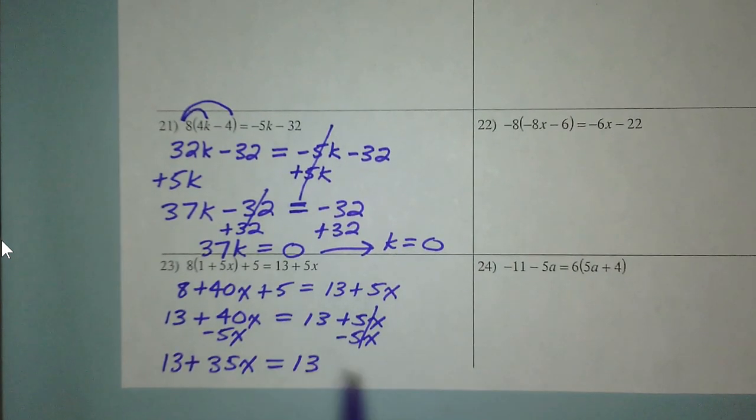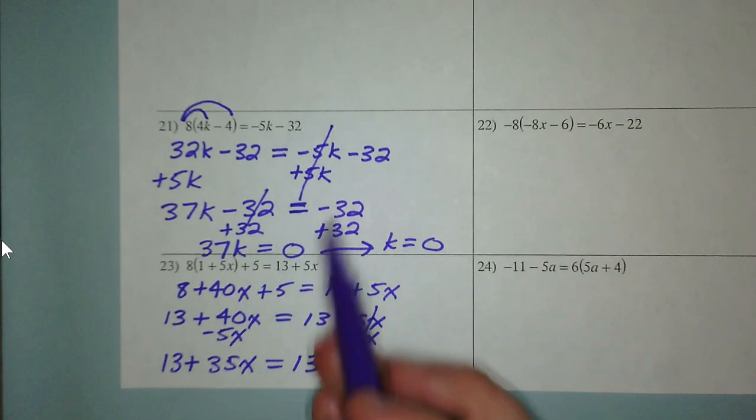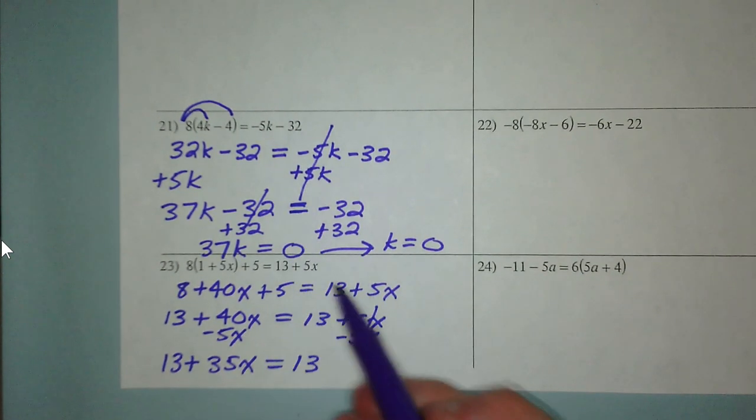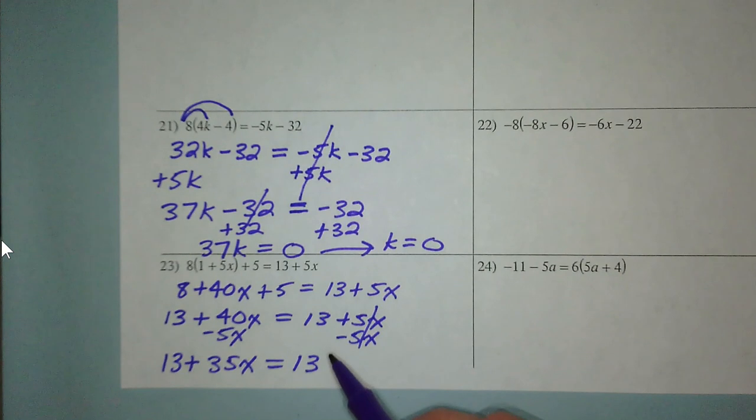But I'll let you finish this off, because now that X is only on one side, you just have to get the X all by itself. You have to get that 13 out of there, and then cancel out that 35, the same way we did in number 21. So I'll leave you to do that, but that's the homework.